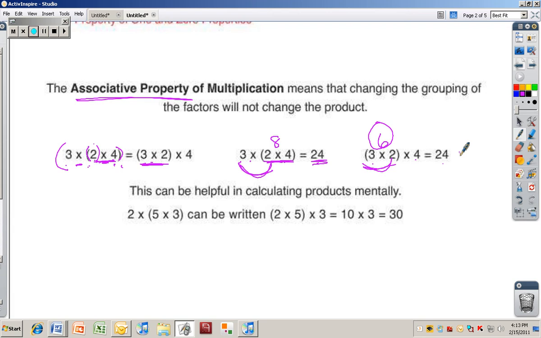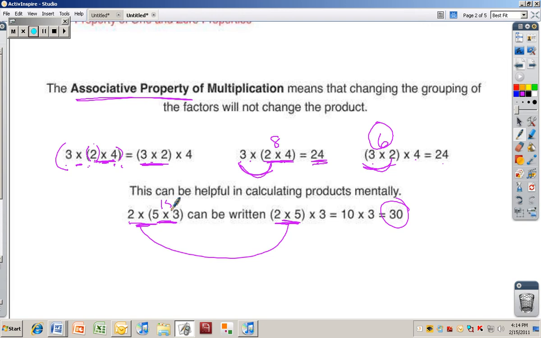2 times 5 times 3 can be written 2 times 5 times 3, which is equal to 10 times 3, which is 30. So again, the 5 times 3 being multiplied first, or these two numbers being multiplied first out of the 2 and the 5 and the 3 does not make any difference. We're still going to get 30 either way.